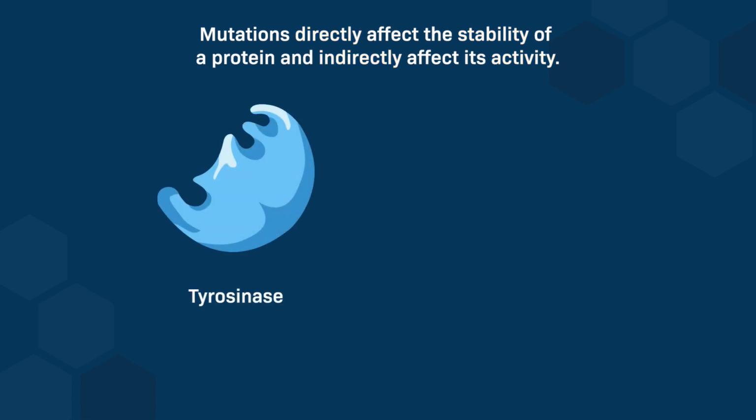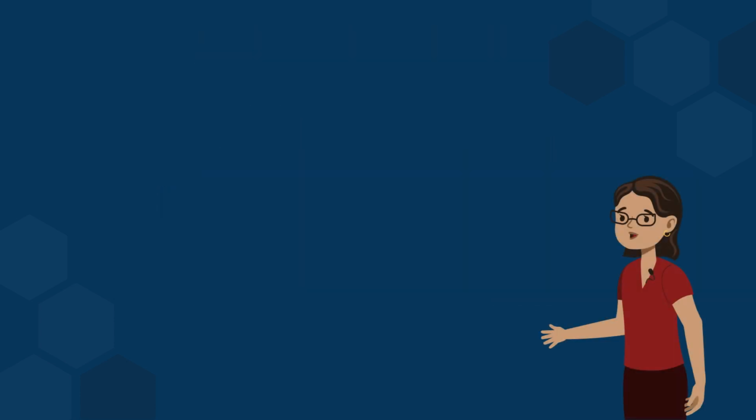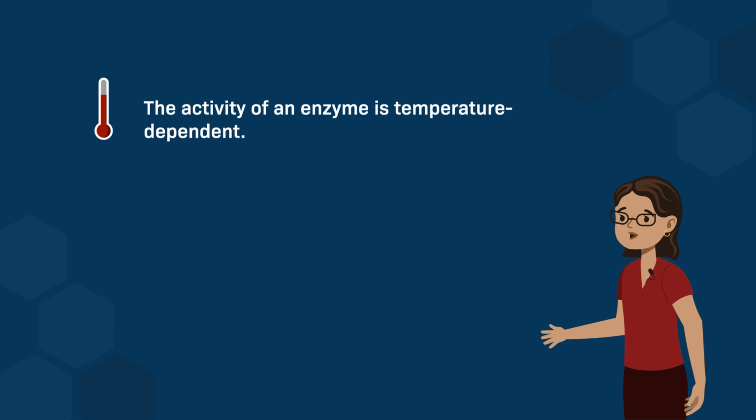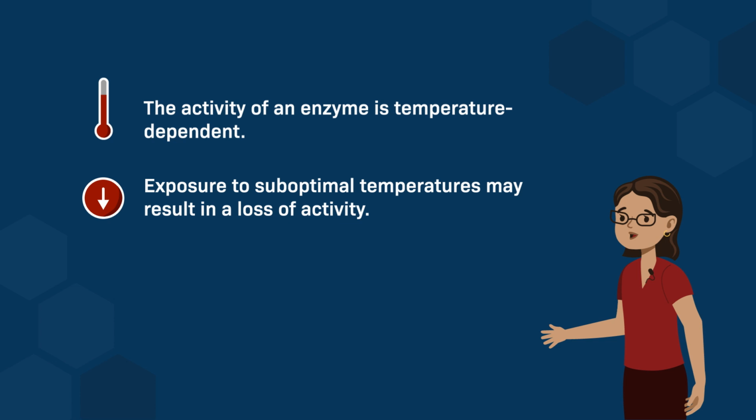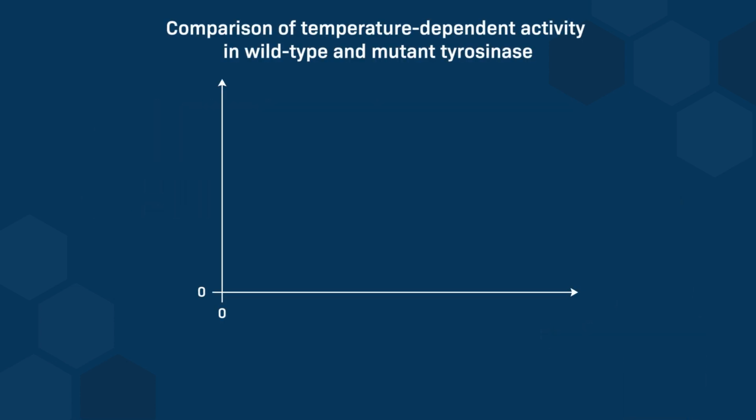The enzyme in question is tyrosinase, which is involved in the synthesis of melanin. So, what do we know about enzymes? We know that the activity of an enzyme is temperature dependent. We also know that exposing these enzymes to suboptimal temperatures may result in a loss of enzyme activity. To demonstrate the effect of temperature on tyrosinase activity, the enzyme was first maintained at an optimal temperature and then exposed to a higher temperature of 50 degrees Celsius for 0, 30, or 60 minutes. The consequences of this exposure to suboptimal temperatures on enzyme activity were then measured.